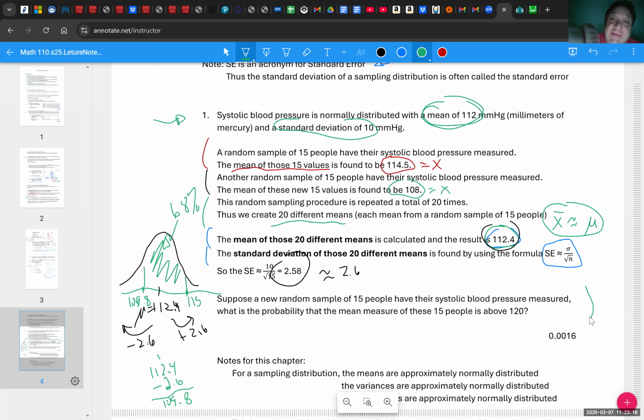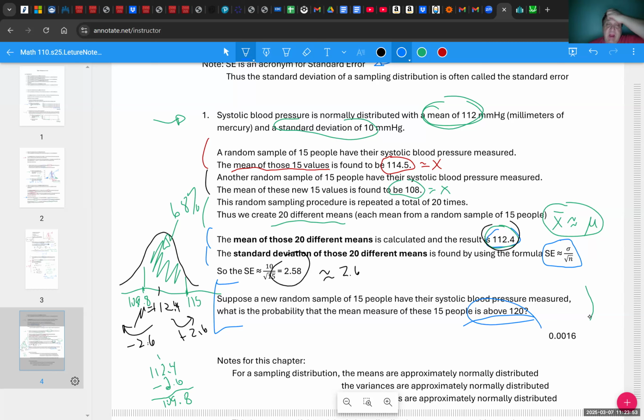All right, let's do a question on this. So a question is right here. Suppose a new random sample of 15 people have their blood pressure measured. What is the probability that the mean of these 15 people is above 120? So since we're talking about the mean of 15 people, we're talking about the sampling distribution. So what's the probability that a number in the sampling distribution is above 120? Similar kind of question as before, right?